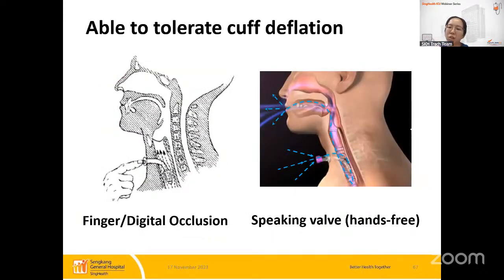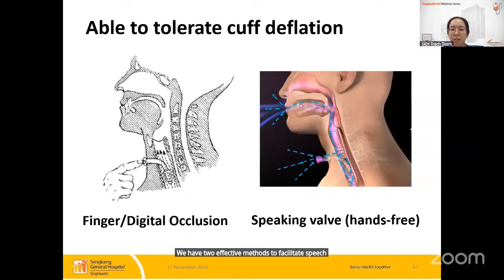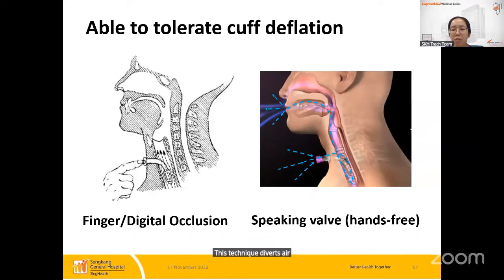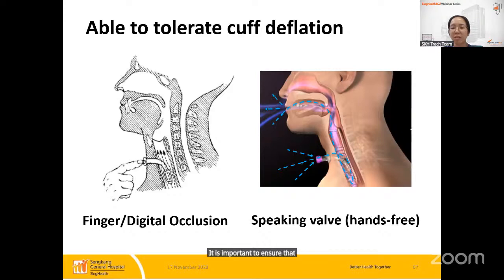For patients who can tolerate cuff deflation, we have two effective methods to facilitate speech. When using digital occlusion, patients will be asked to use their finger to seal the end of the tube while speaking. This technique diverts airflow through the vocal cords instead of allowing it to exit through the tube. After they have finished speaking, they are asked to remove their finger to resume normal breathing. It is important to ensure that their hands are clean when occluding the trach site to prevent further bacteria from entering the airway.